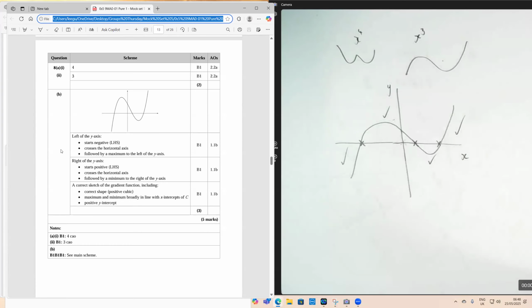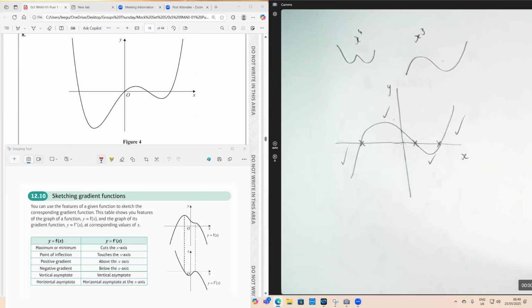And then finally, there's another mark for the correct shape of the gradient function, that it's a cubic, that it has a maximum and a minimum broadly in line with the x-intercepts of C, and that there's a positive y-intercept. So basically, it's just as long as the shape is looking correct. And yeah, that's how you approach questions of that type. It's not examined very often, and people are often a little bit unsure about it, but that's how you would do it. I hope that you found that helpful, and I will see you in the next video.